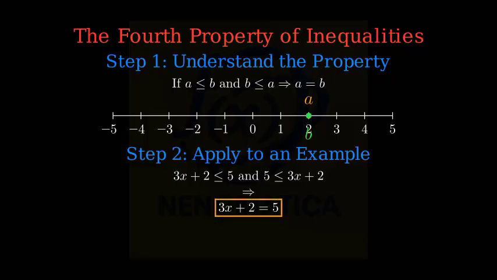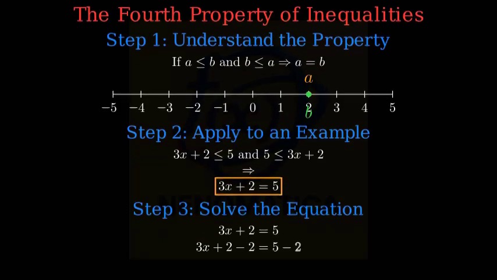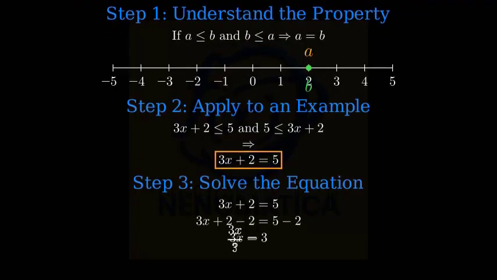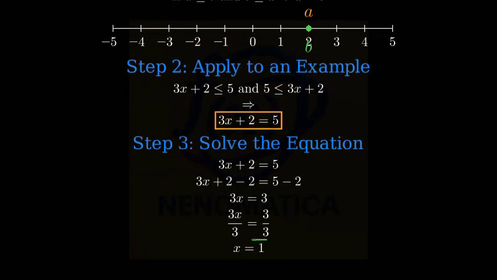This is now a simple equation that we can solve for x. Now, let's solve this equation. We have 3x plus 2 equals 5. First, let's subtract 2 from both sides. 3x equals 3. Now, we divide both sides by 3. x equals 1. So our solution is x equals 1.